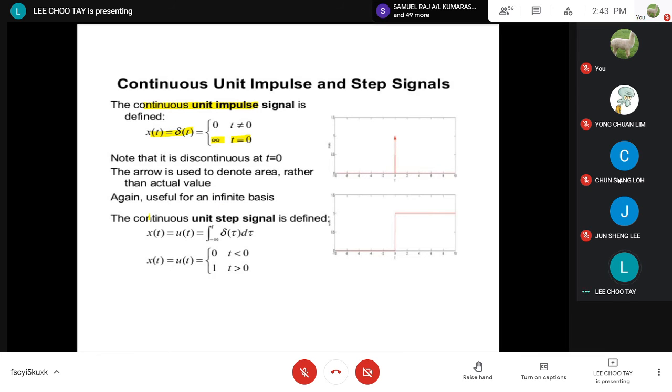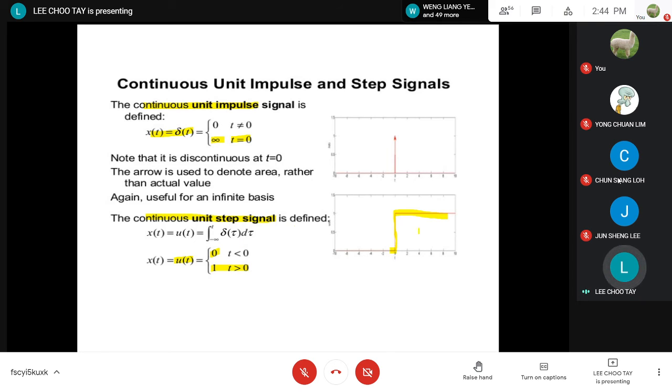Then for the continuous unit step signal, this is a step signal. By definition, u(t), instead of using u[n], we call it u(t) because t represents the continuous time signal. The value is 1 when t is greater than or equal to 0, and for t less than 0, the value is 0. So that is the unit step signal.